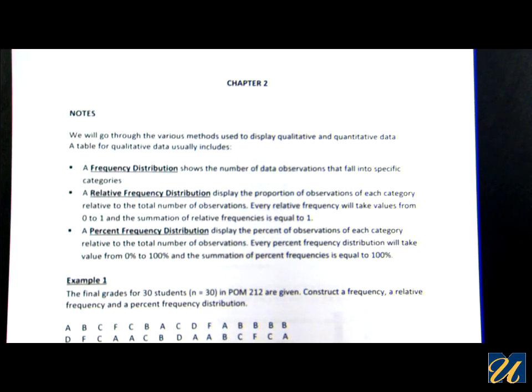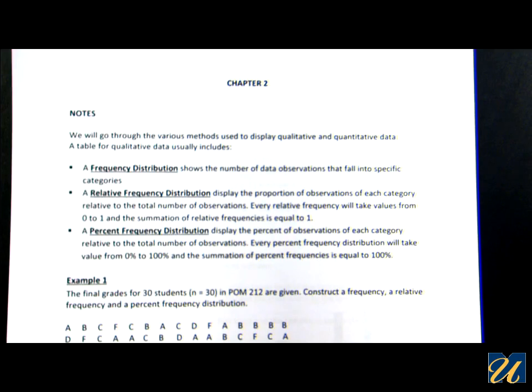In Chapter 2, we will go through the various methods used to display qualitative and quantitative data. A table for qualitative data usually involves frequency distribution, relative frequency distribution, and percent frequency distribution. So we will learn how to create a frequency distribution table. When we talk about a frequency distribution, it basically depicts the number of data observations that fall into specific categories.